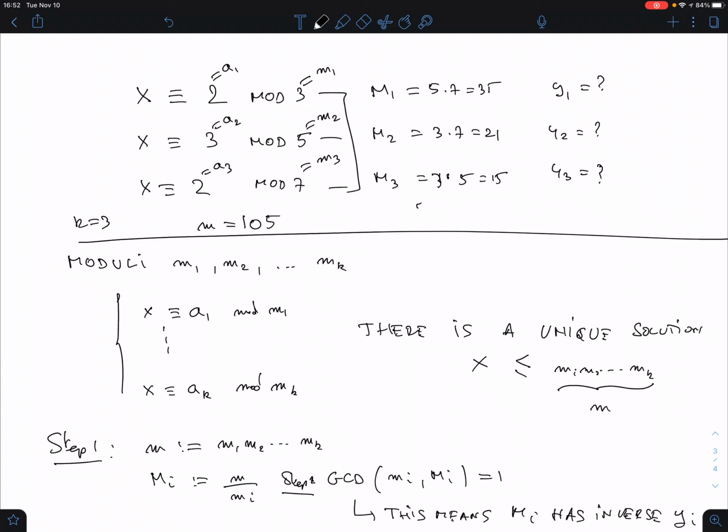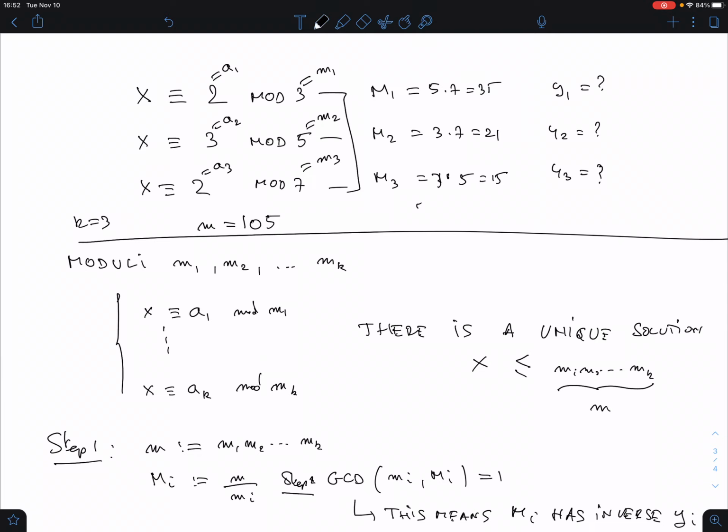Okay, the A's are the ones that are on the right-hand side. These are the AIs. The MIs are the moduli. Then the capital MIs are the product of the remaining moduli. The YIs are going to be the inverses modulo. So Y1 is going to be the inverse of 35 modulo 3.